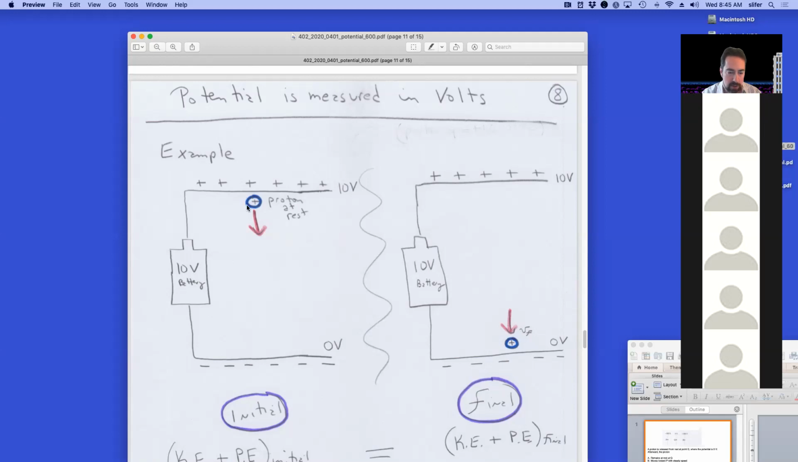So I set this region up in space where I have a potential difference. I let go a positive charge. Because I like protons, I'm going to make this the simplest positive charge that I can come across.